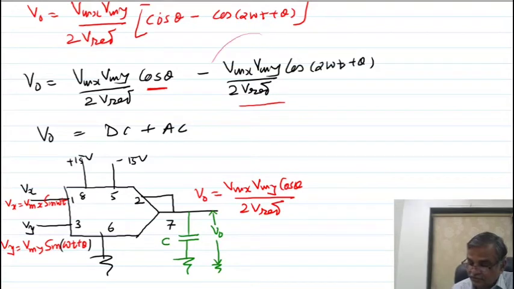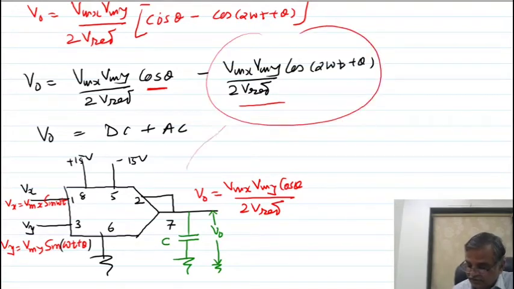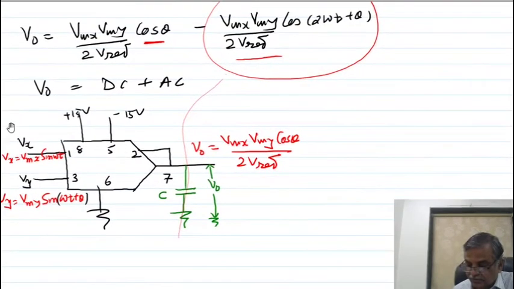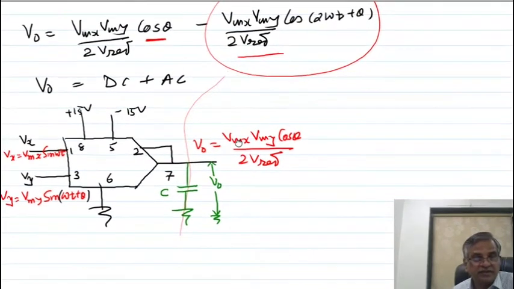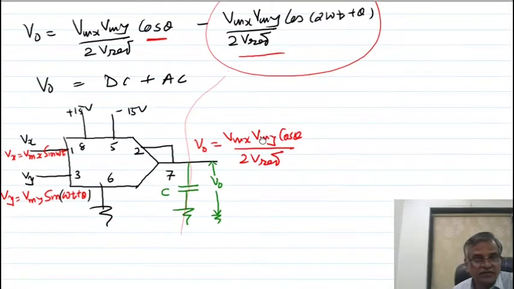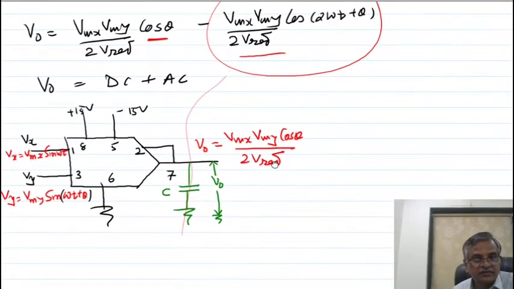This term is bypassed through this capacitor, so you will get only the AC term at the output. As a result, you can easily measure the phase signal. You know the value of Vmx, you know the value of Vmy and V reference.